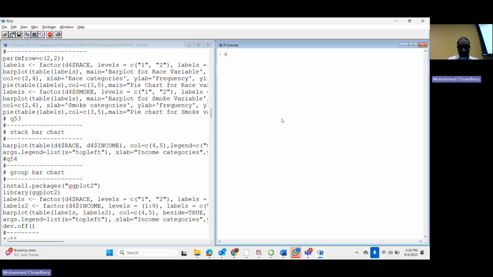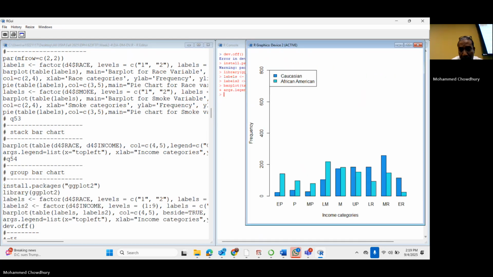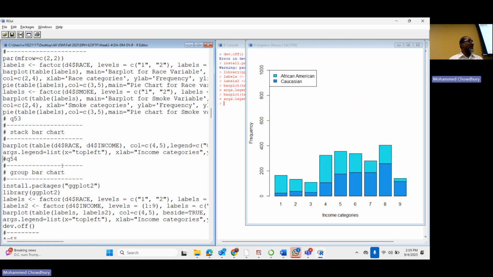If you put here div off, this is called device off. So that means the grid that you have created, 2 by 2, the figure would not go there. It will get rid of all the grid. Okay. So now if you put here this thing, see, beautiful graph, right? This is called the group bar chart, and that was known as the stack bar chart.